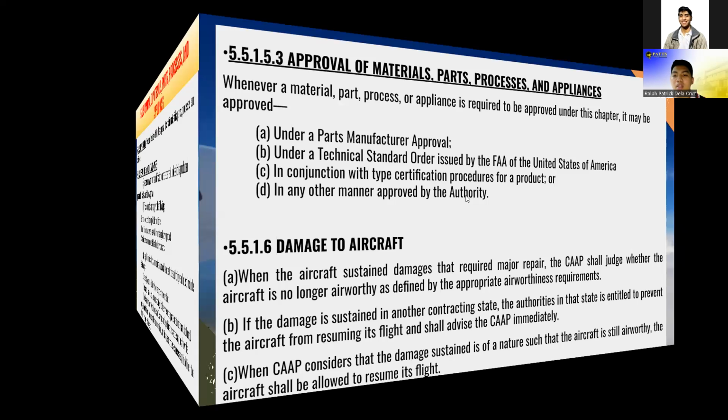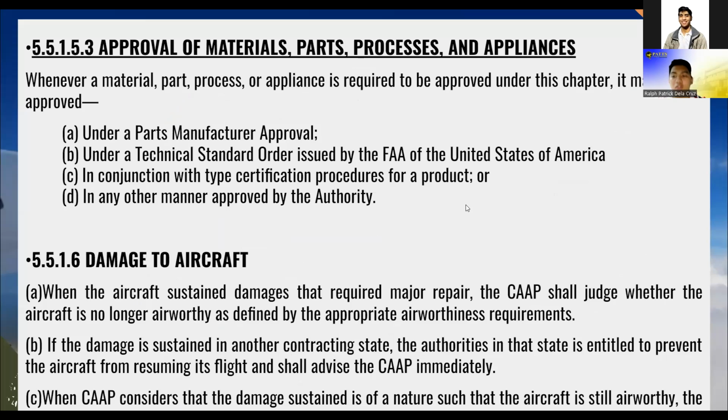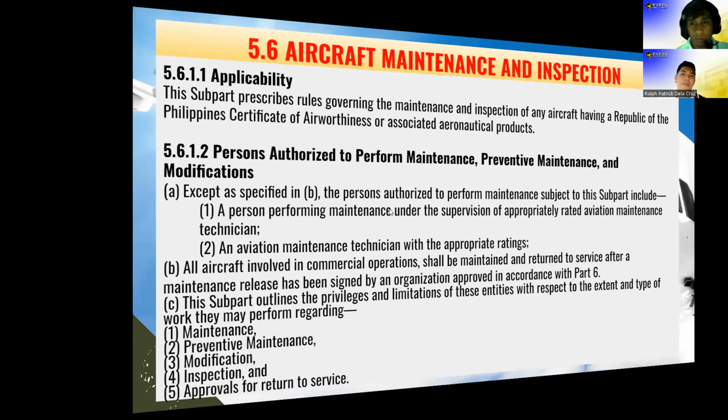And when an approval is needed, it may be approved by the parts manufacturer, the technical standard order, in conjunction with type certificate procedures for a product, and in other matters approved by the authority. Lastly, damage to aircraft. In this part, basically, the CAAP is authorized to judge whether the aircraft is still airworthy or not. And the contracting state is entitled to prevent the aircraft from resuming flight or not, and advise CAAP immediately. Next presenter, please.